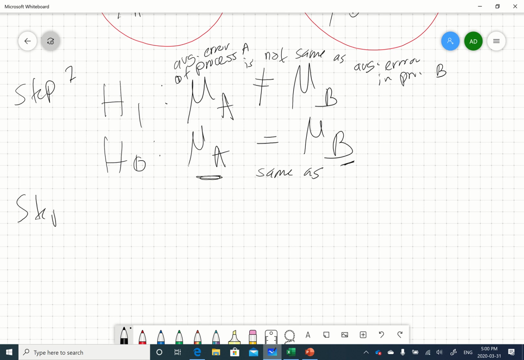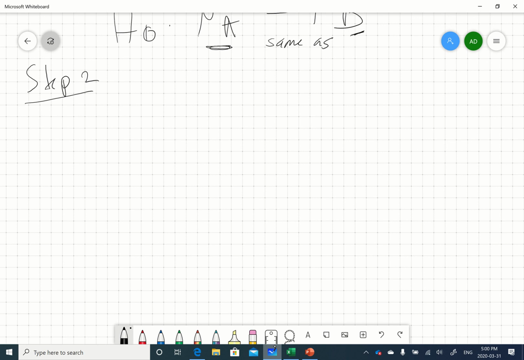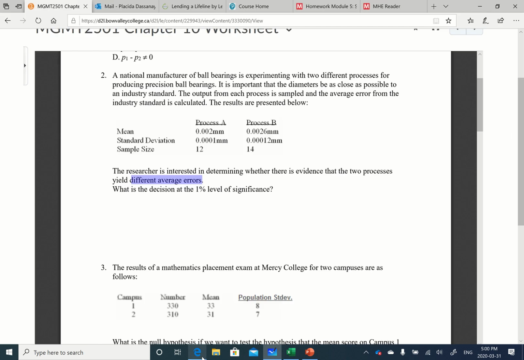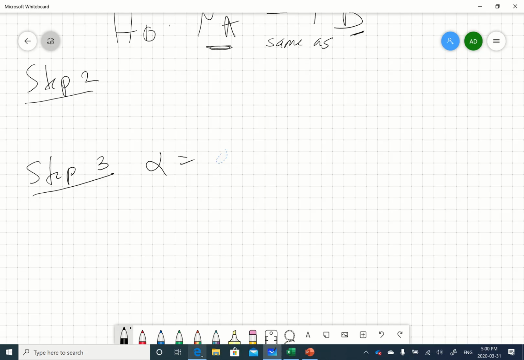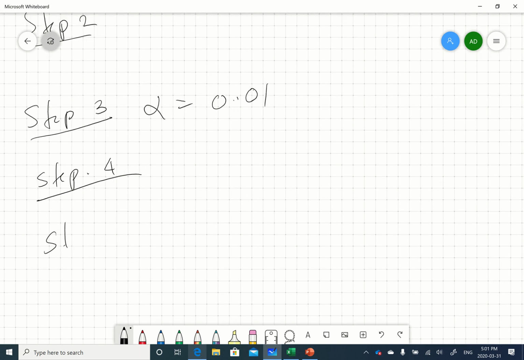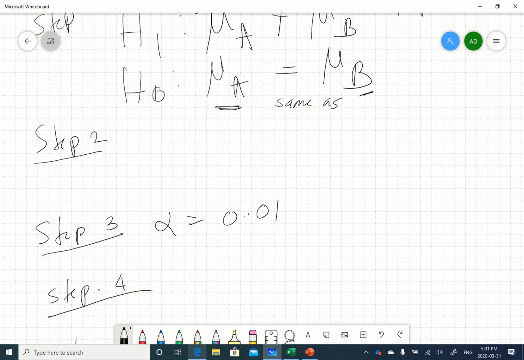And then step 2, test statistic. I'm going to use Excel for that. Step 3, the alpha. Let's see if it's given. Yeah, 0.01. And then step 4, p-value. We are going to depend on MegaStat. Step 5 is to make the conclusion. Okay, so now we are clear that this is about the average.